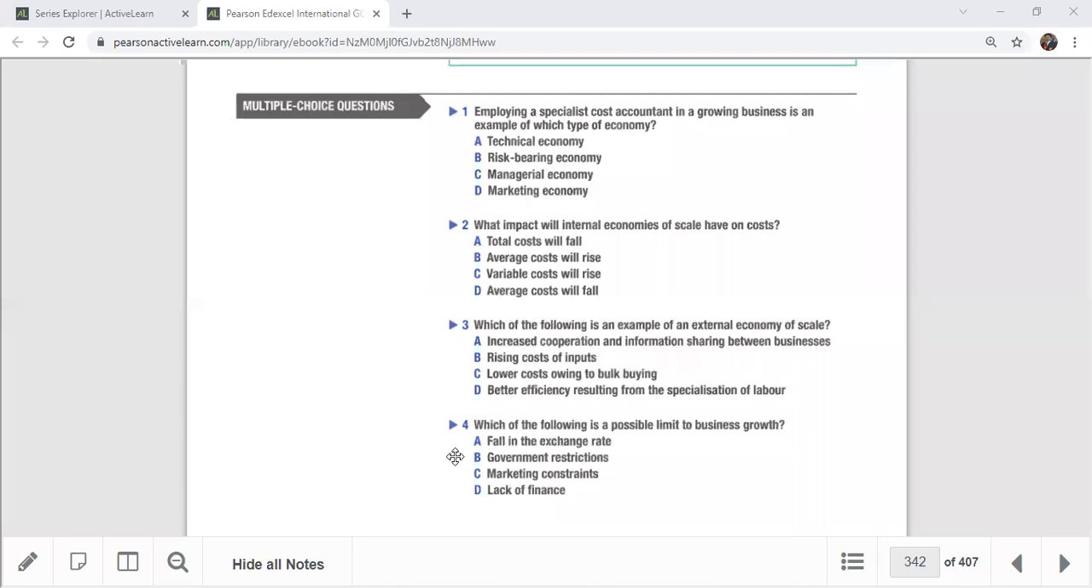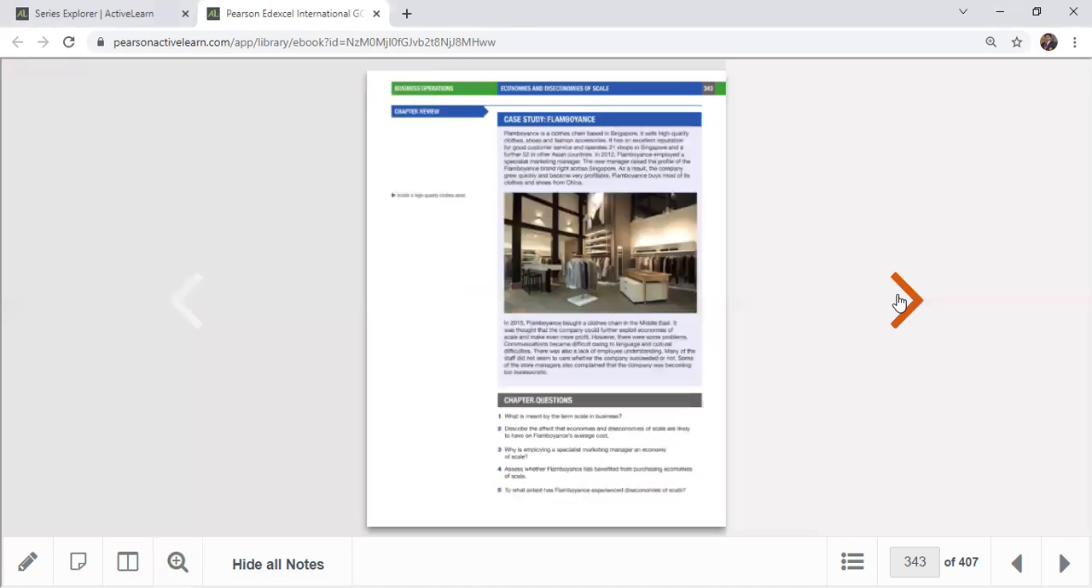Fourth question: which of the following is a possible limit to business growth? That's the final topic we discussed. A, fall in the exchange rate. B, government restrictions. C, marketing constraints. D, lack of finance. Four students got the correct answer: Mohammed, Kiara, Anik, Deva. Very good. Excellent. Proud of you. The correct answer is lack of finance. That was very interactive. Very good MCQ questions. So let's go to the chapter review questions.